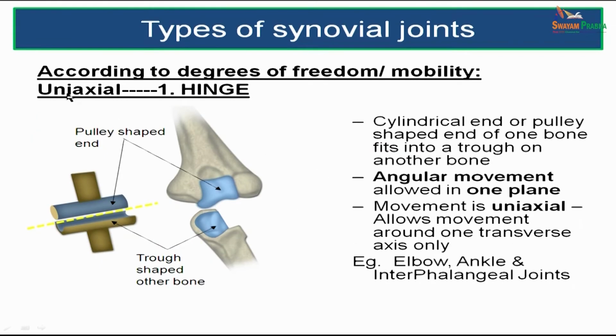Then coming to uniaxial joints, the first variety is the hinge joint. In hinge joints, one end of the bone looks like a cylindrical end or a pulley shaped end and the other end of the bone, the other bone looks like a trough. They both fit into each other and movement is allowed in one plane. So, it is a uniaxial joint and the movement is allowed in transverse axis. Examples, the elbow joint, the ankle joint and interphalangeal joints.